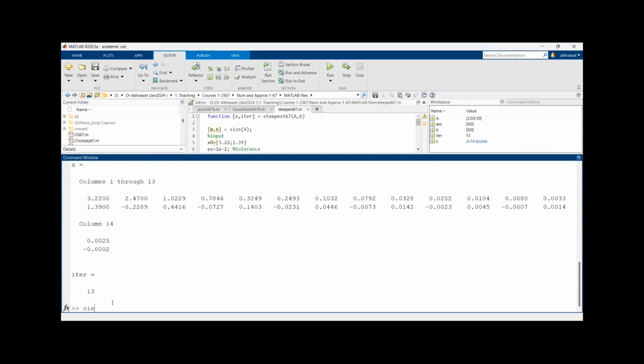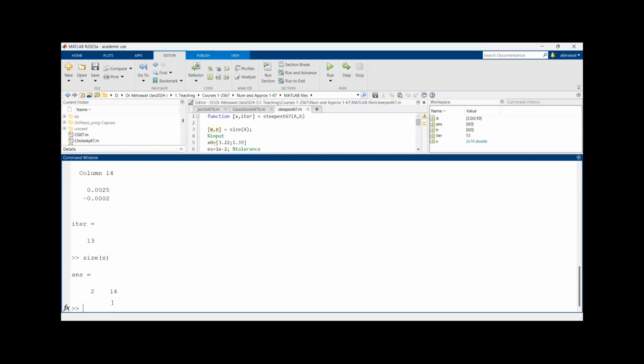Size of my solution vector x is 2 by 14, 2 rows, 14 columns. The first column is our initial guess. Right? And the last column, what is the last column? Column 14. It means that we are at the end of 13 iterations. After 13 iterations, this is my solution that is very close to zero, to the true solution.